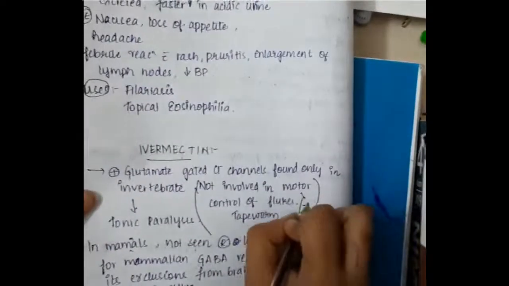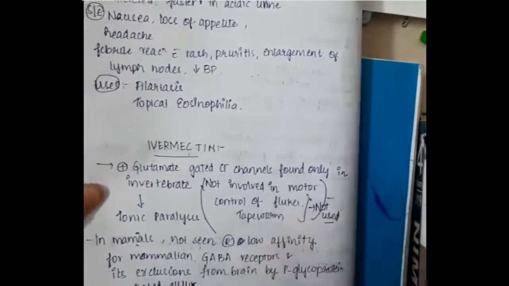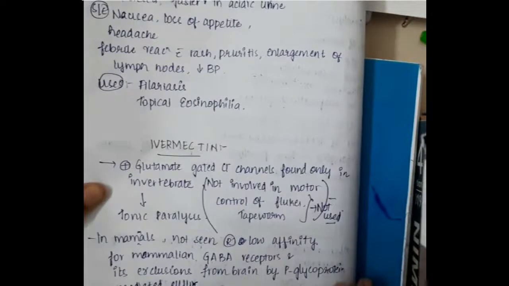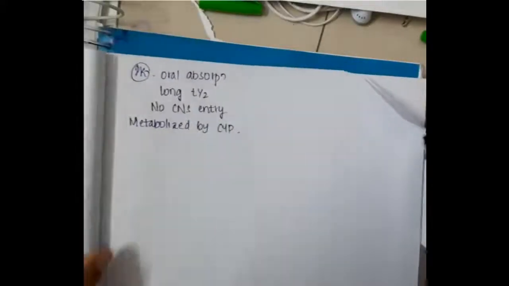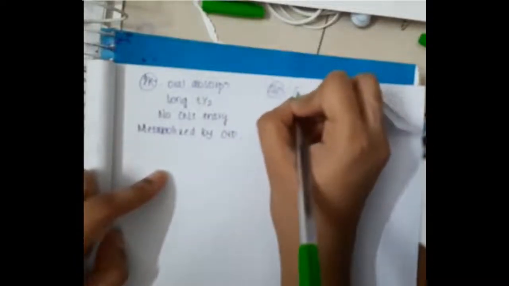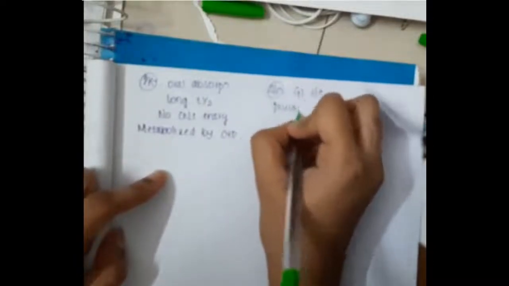Because this ivermectin is not involved in the motor control of flukes and tapeworms, we will not use this ivermectin in flukes and tapeworms. You should remember that. Then if you see the side effects of ivermectin, this causes mainly GI side effects.